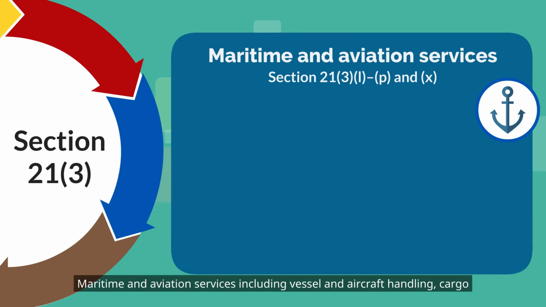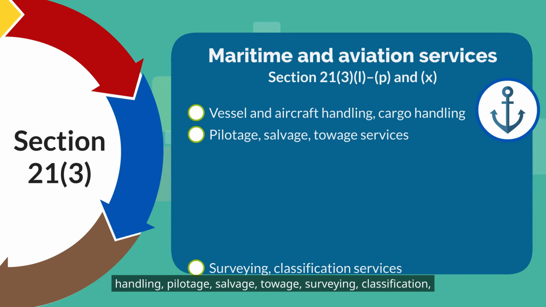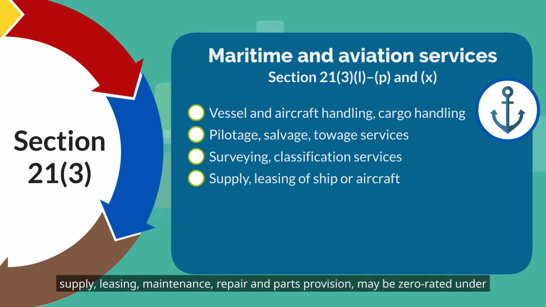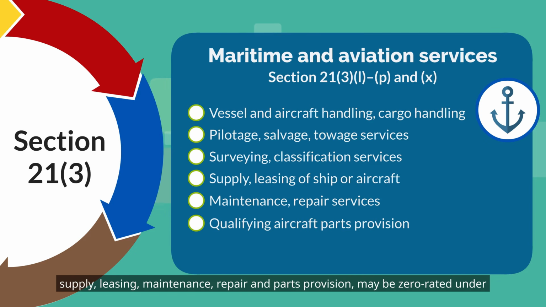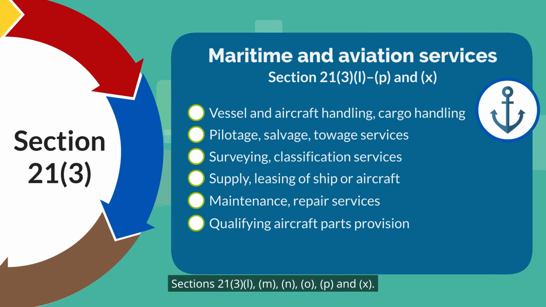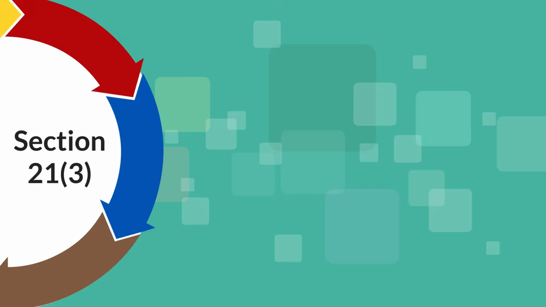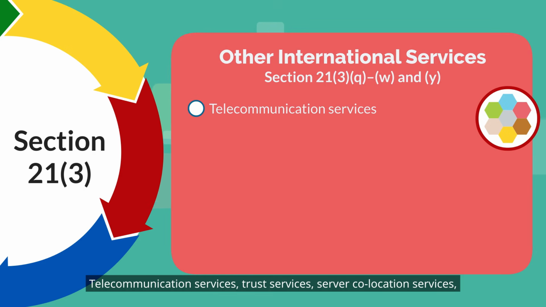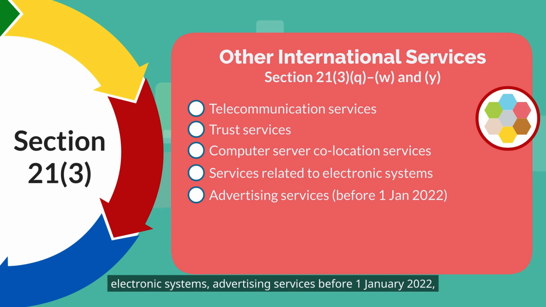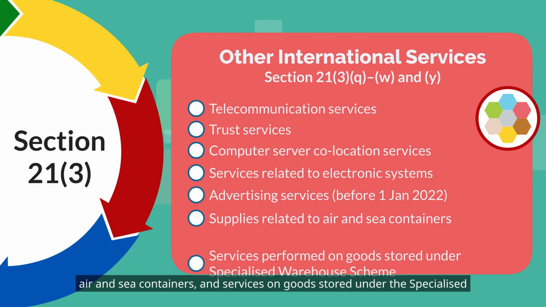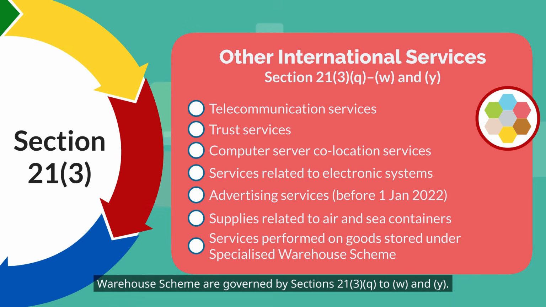Maritime and aviation services, including vessel and aircraft handling, cargo handling, pilotage, salvage, towage, surveying, classification, supply, leasing, maintenance, repair and parts provision, may be zero-rated under Sections 21(3)(l), (m), (n), (o), (p), and (x). Telecommunication services, trust services, server co-location services, electronic systems, advertising services before 1 January 2022, air and sea containers, and services on goods stored under the Specialized Warehouse Scheme are governed by Sections 21(3)(q) to (w) and (y).